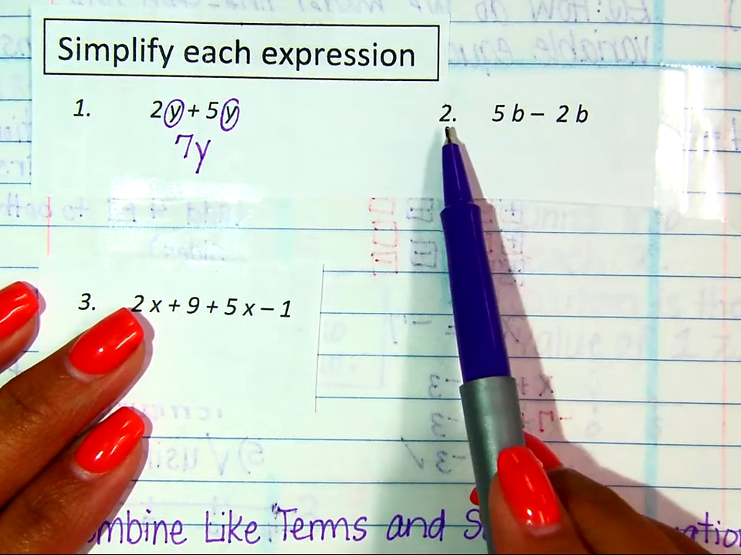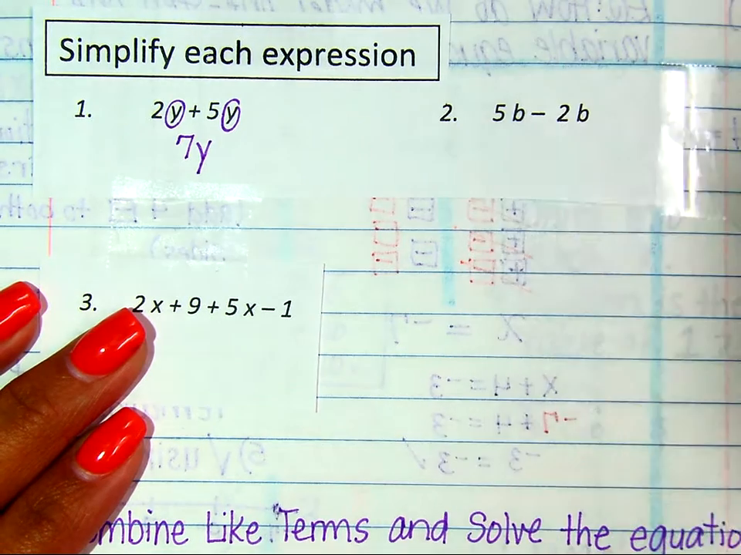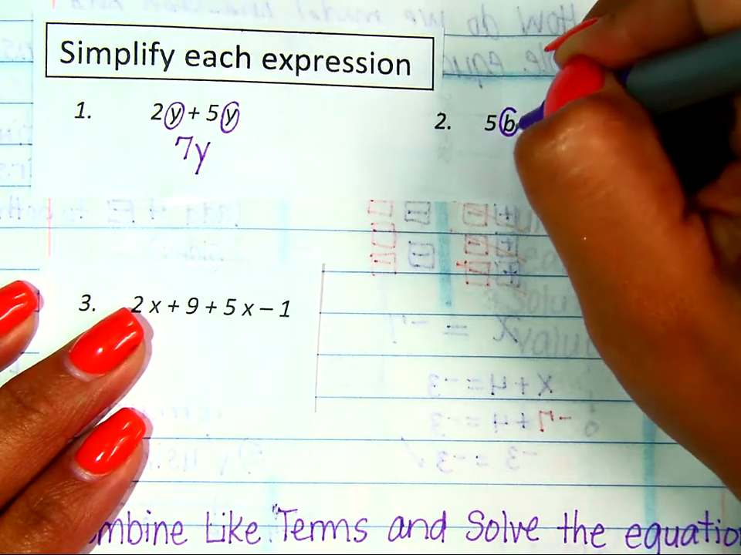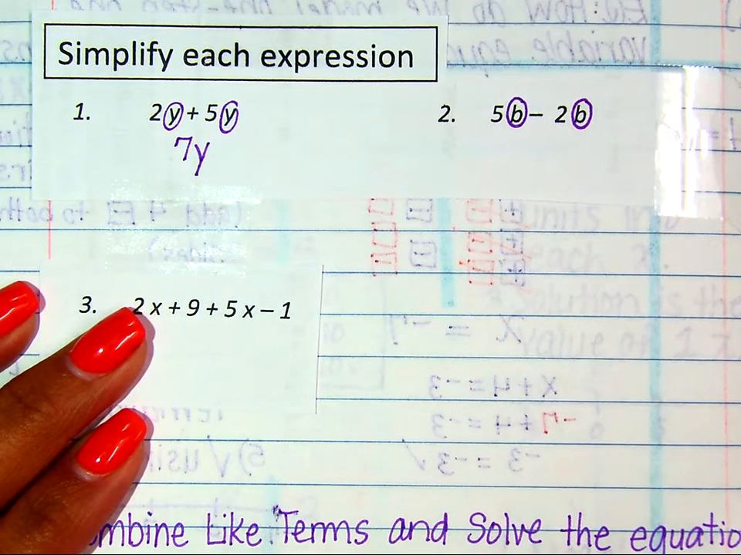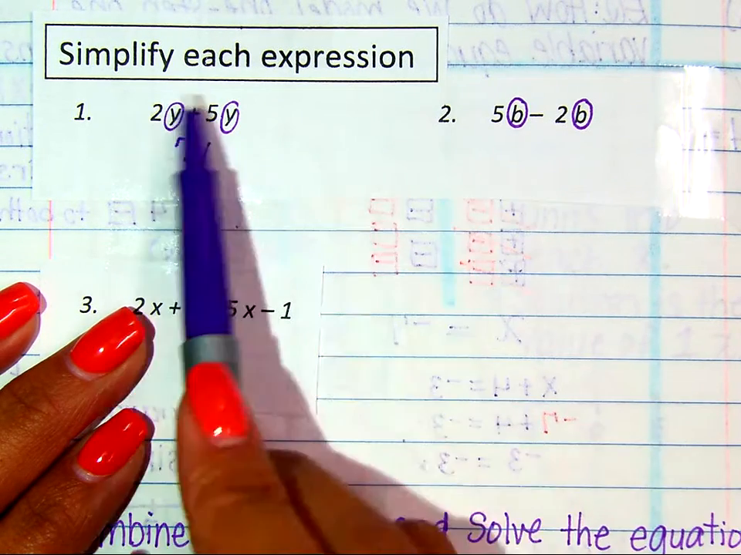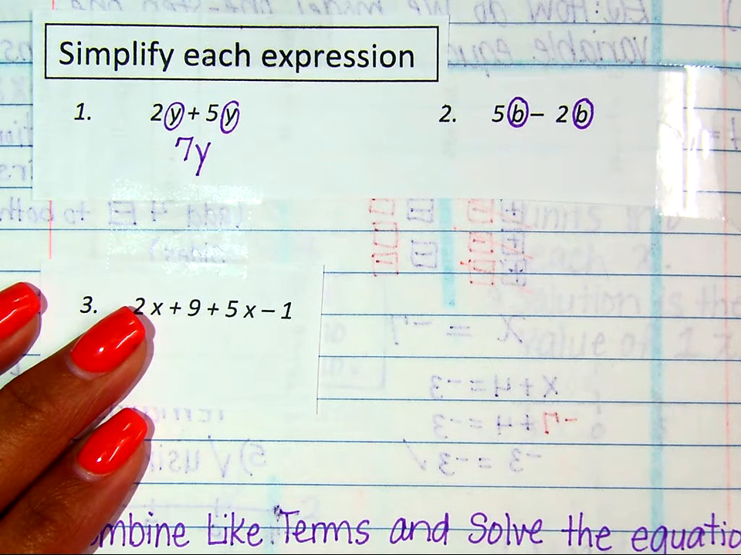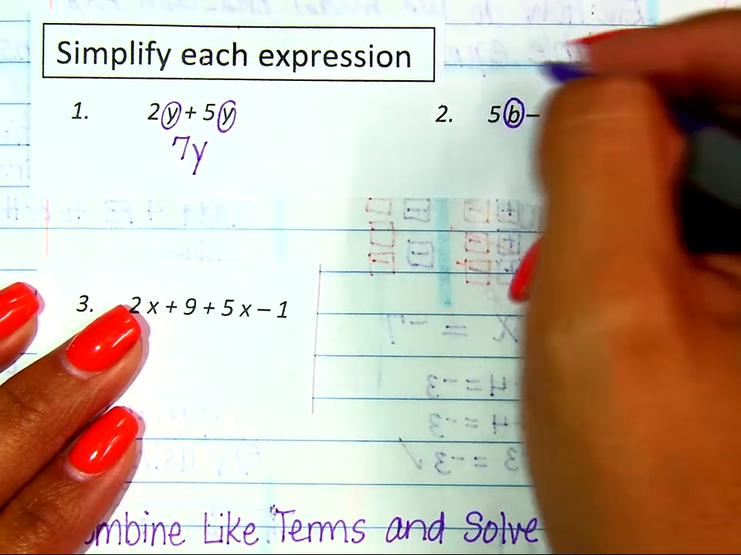In example number 2, we have 5b minus 2b. Again, we have the same variable, different coefficients, but we can combine these. Now the term combining like terms, sometimes we have to do the operation of subtracting. So you'll use the operation that is provided for you or that's in the problem, but it's still considered you're simplifying each expression, or in some cases we'll hear that term again, combining like terms. So 5b minus 2b is 3b.